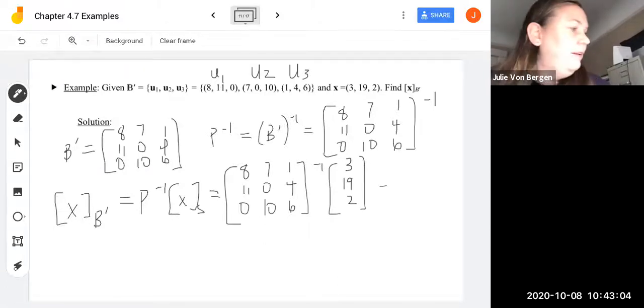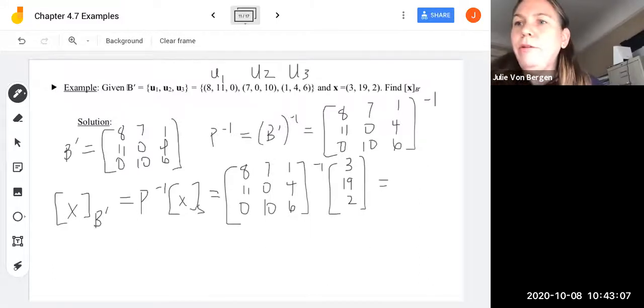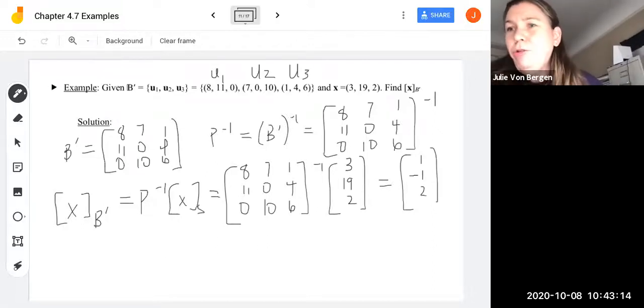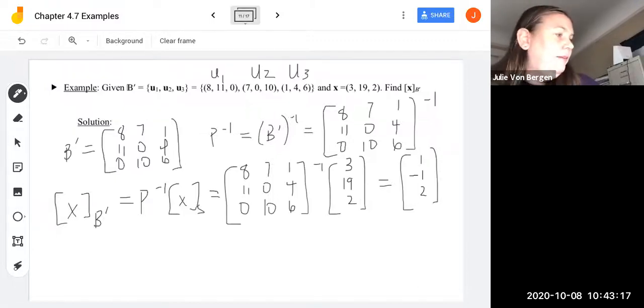And so then you can go check on SymPy, and those values work out to be 1, negative 1, and 2. And you're also welcome to use a graphing calculator or whatever matrix multiplication tool you like. I like SymPy because it's free and online, but any tool you have is fine to find the inverse and multiply these matrices. Okay, so we see our calculations here to change basis are essentially finding the matrix that's going to be our transition matrix, inverting it, and then multiplying it by our given vector x as a column vector.